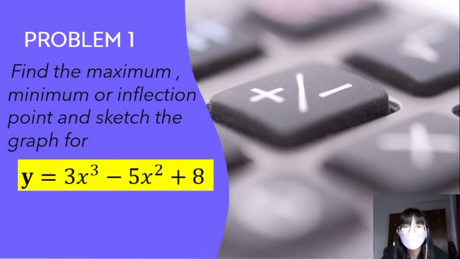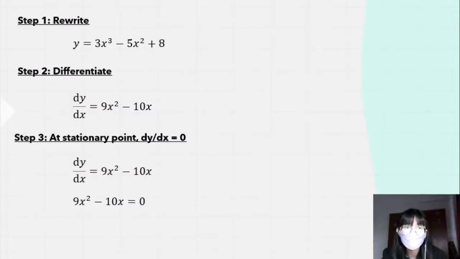So I'll be continuing with question 1. It states: find the maximum, minimum, or inflection point and sketch the graph. The question given is y equals 3x cubed minus 5x squared plus 8. So what are the steps needed? Step 1, of course, we rewrite the equation given, which is y equals 3x cubed minus 5x squared plus 8.